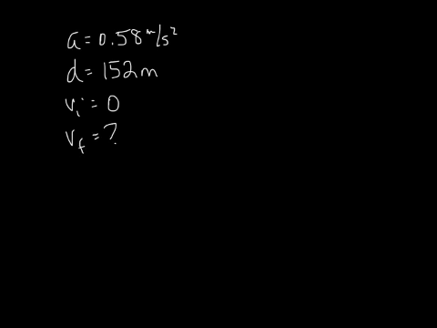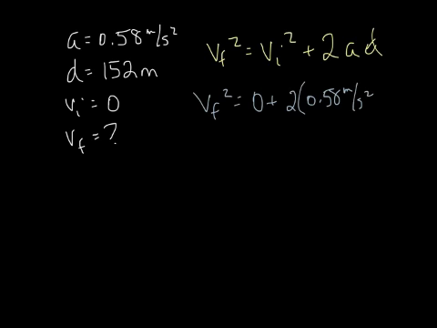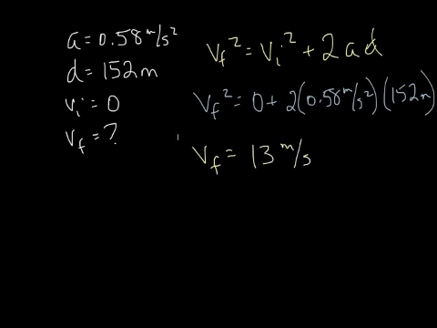Now look through the four kinematics equations. Only one of them includes acceleration, displacement, V initial, and V final, and that would be this equation. So write down the equation that you are going to use. Now substitute in all of the values that you know. Use numerical solve on the calculator to find the answer. V final equals 13 meters per second. Draw a box around your answer.